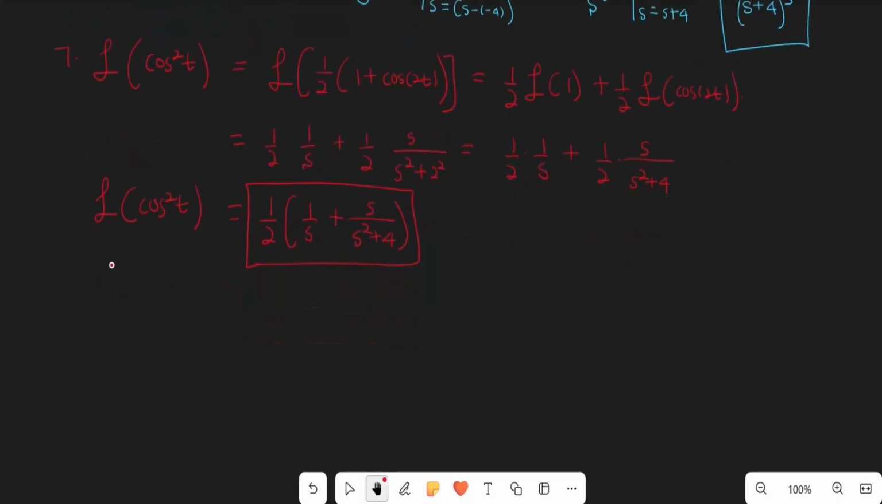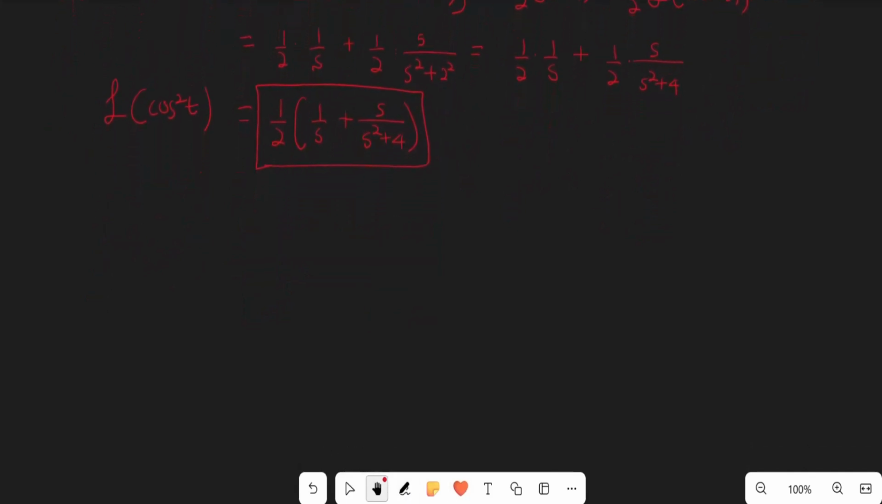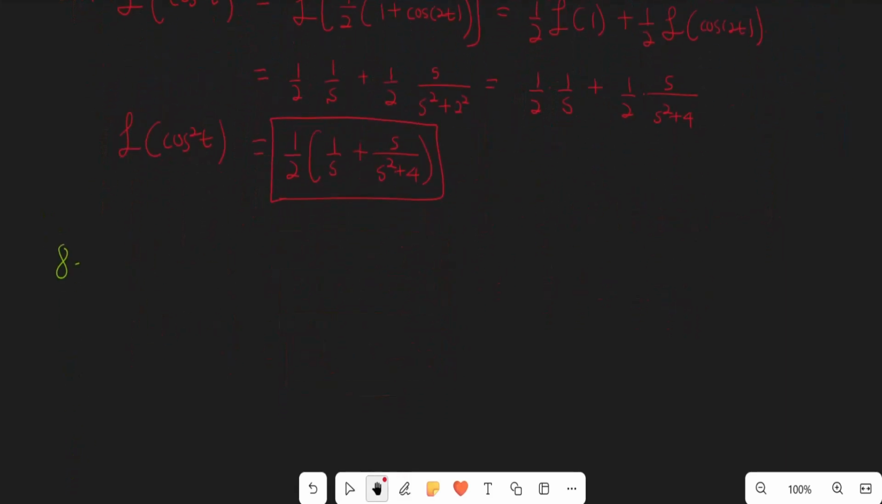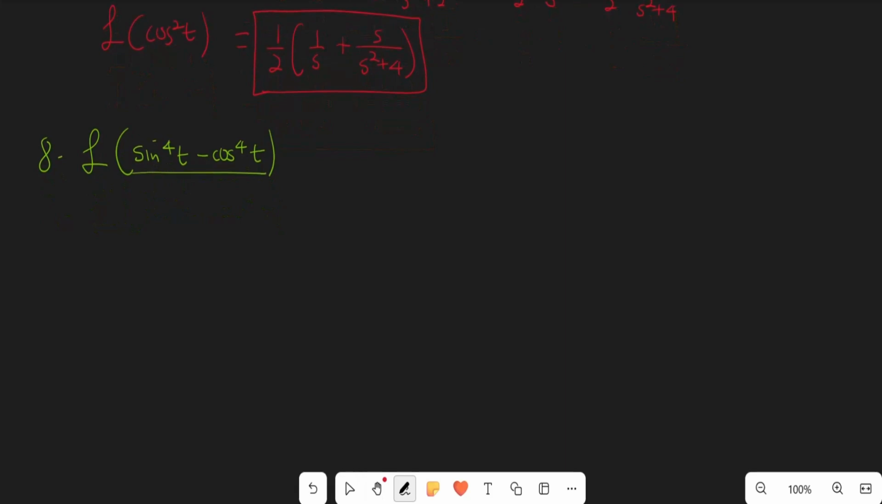Alright, cool. So this is the 7th one. Now the 8th one, we are going to find the Laplace transform of this function. So number 8 is going to be the Laplace transform of sine to the 4th power of t minus cosine to the 4th power of t. Cool. So we have to evaluate what this is before we take the Laplace transform, because we can't find the Laplace transform of sine to the 4th power of t. So I'm going to work that one out.